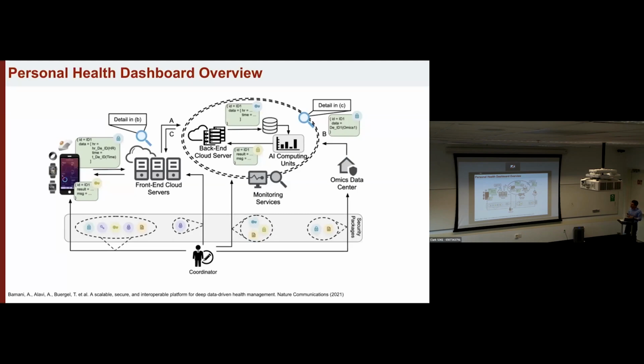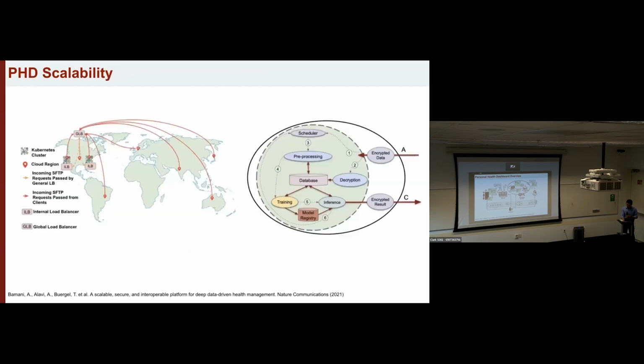No PHI data would be collected, and also multi-omics data could be integrated to the backend using the same security mechanism. And this is with respect to the scalability of PhD. As you can see, there are different load balancers all over the world that can basically scale based on the number of workloads, again, using Kubernetes.